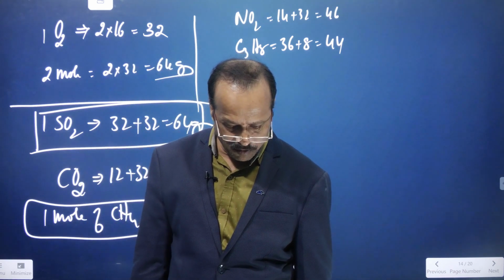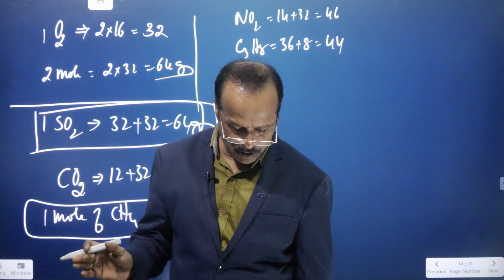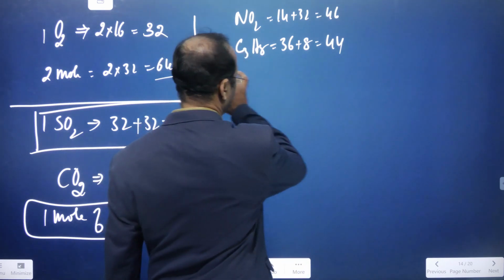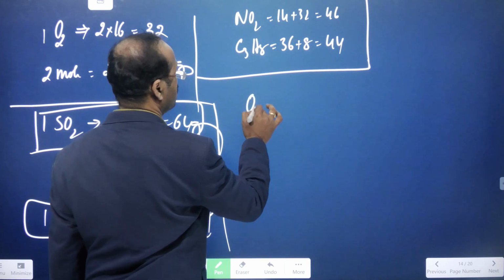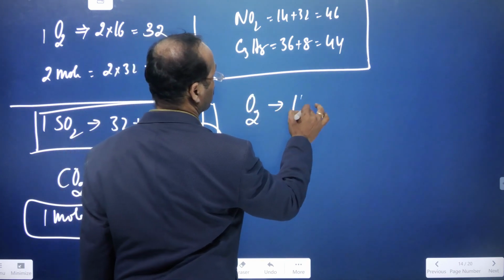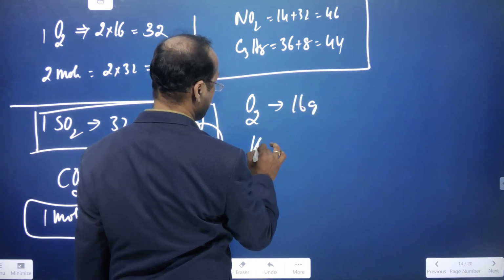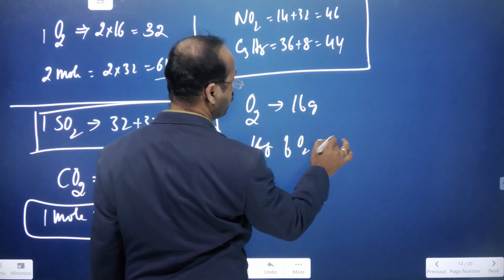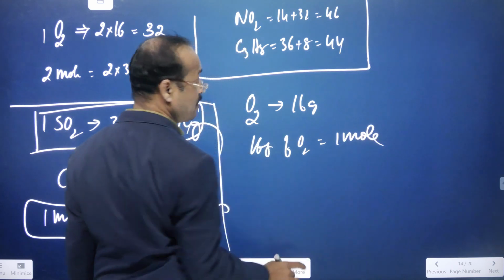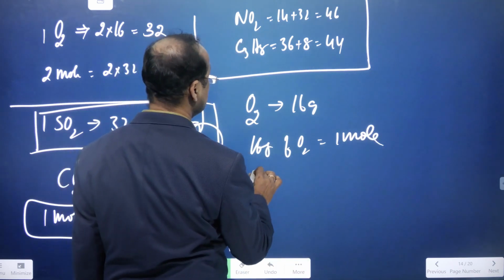Eighth one: 8 grams of oxygen has the same number of molecules as. Here you see, oxygen atomic mass is 16 and there are 2 oxygens, so 2 into 8 is equal to 16. So 16 grams of O2 is equal to 1 mole. But here it is given only 8 grams.